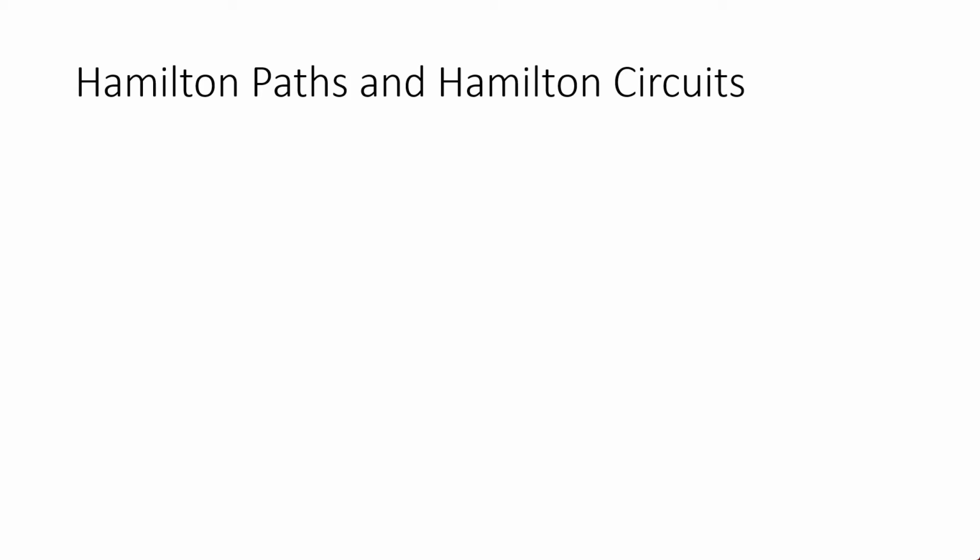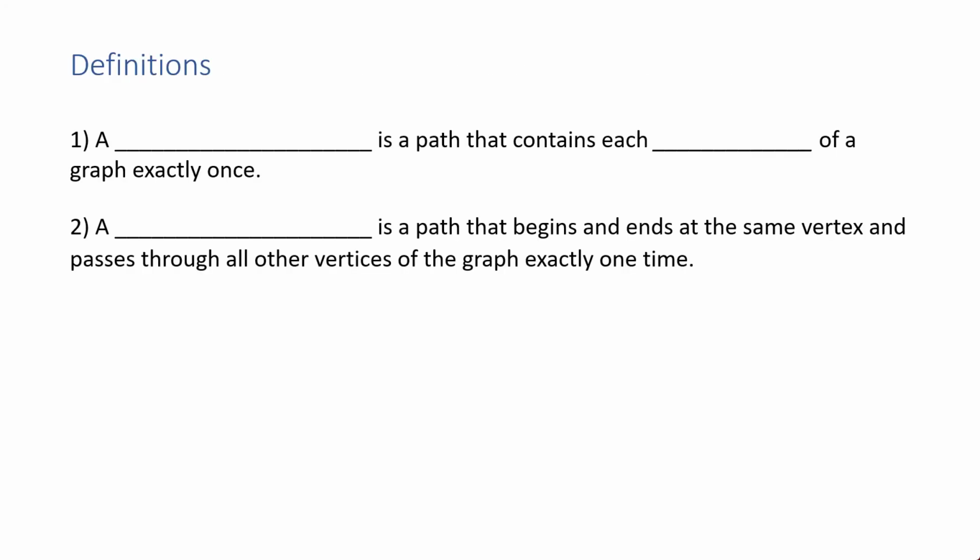This lesson is titled Hamilton Paths and Hamilton Circuits. Definitions. 1. A Hamilton path is a path that contains each vertex of a graph exactly once. 2. A Hamilton circuit is a path that begins and ends at the same vertex and passes through all other vertices of the graph exactly one time.